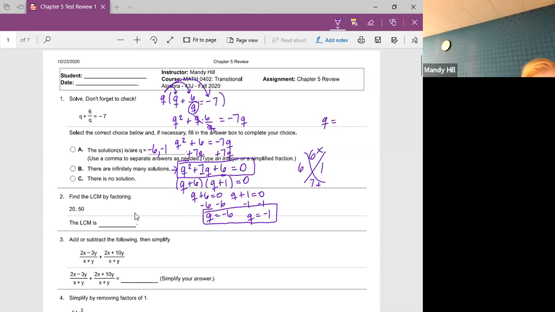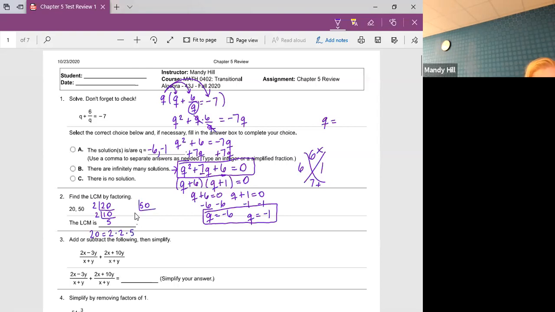Okay, number 2, it wants us to find the least common multiple by factoring. Okay, the least common multiple. To find the least common multiple, you want to find the prime roots of 20 and the prime roots of 50. So 2 is prime. How many times does 2 go into 20? We'll go 10 times. Try 2 again. We'll go 5 times. And so that means that 20 is really 2 times 2 times 5.